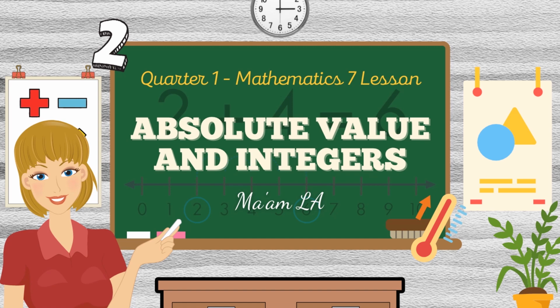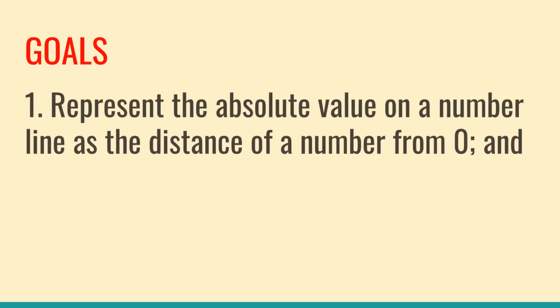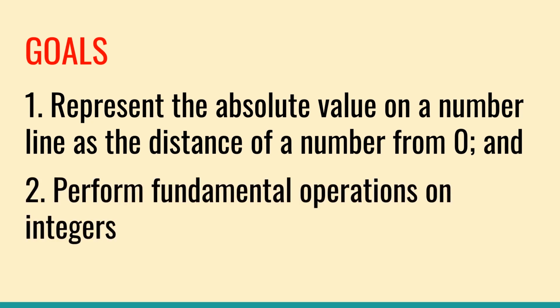Natapos na natin ang sets at Venn diagram at ngayong linggo naman, tayo ay dadako sa panibagong aralin. Our topic for this week is all about absolute value and integers. And the goals of our lesson are: Number 1, represent the absolute value on a number line as the distance of a number from 0. And Number 2, perform fundamental operations on integers.